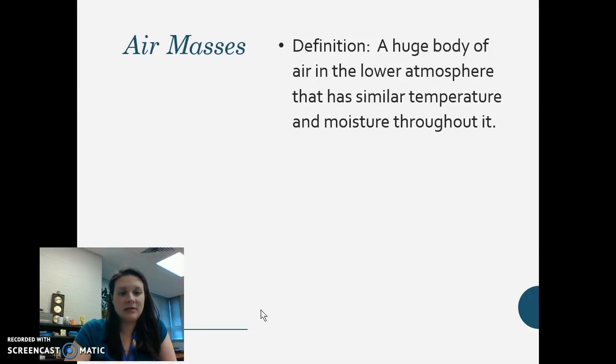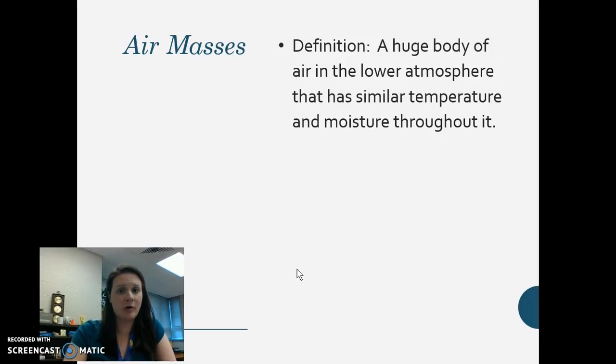So an air mass is defined in your book as a huge body of air in the lower atmosphere that has similar temperature and moisture throughout it. So an air mass is going to form over a particular area around the world, and it will basically mimic the traits of wherever it formed. So we'll talk about how temperature and moisture level will change and where you might find where they form.